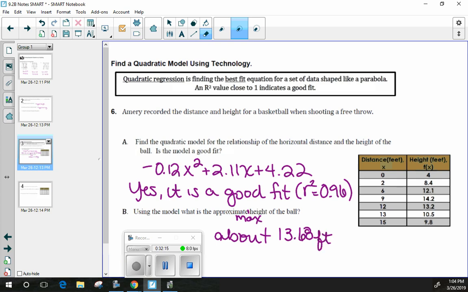Okay. So just a little review there on regressions. How do y'all feel about that one? Do y'all want to do number 7 or you feel good? Everybody remember how to do stat plot, stat edit, put it in, then do the regression, and then graph it? We're good. Okay.